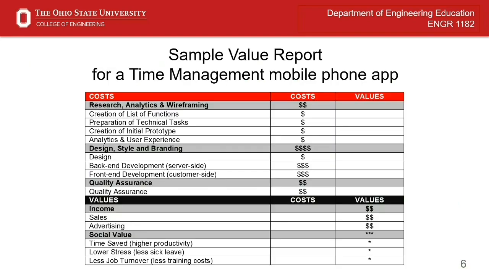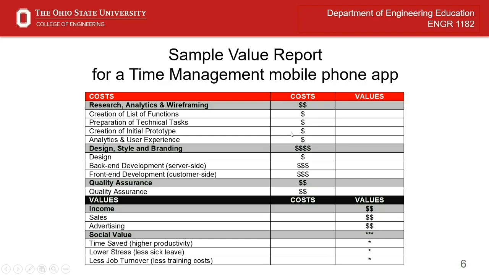This is an example of the table that we'll ask you to create. Here you have costs, and you can organize this in different ways depending on the work that you've done. This is an example for the time management app that we've seen previously. Some of the cost areas in this case would be research, analytics, and wireframing, which is the same as prototyping for an app. You can see that we're listing these in terms of dollar signs, so one dollar sign is less cost and three dollar signs is more.